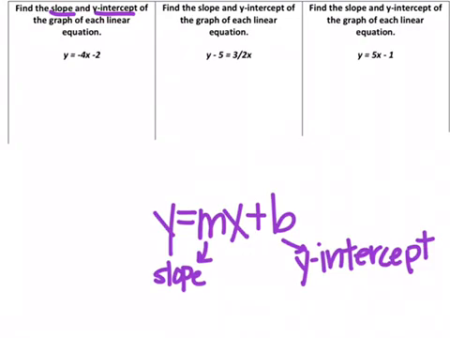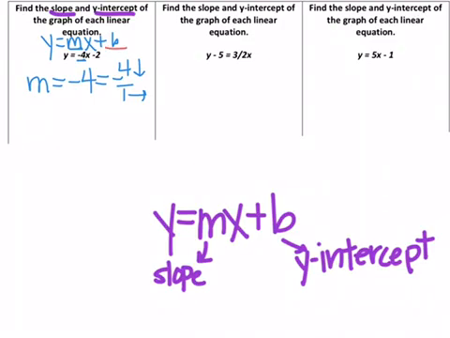So let's talk about this first one. We are given y equals negative 4x minus 2. Well, it's right in y equals mx plus b form. The number in front of x that's multiplying, that's your slope. So our slope is negative 4. What that means is we make it into a fraction of negative 4 over 1. If we were to graph, we would be going down 4 over 1 because it's a negative slope.